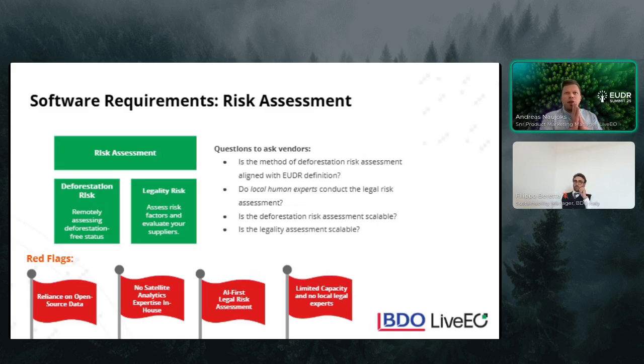So why is this relevant? Basically, we touched upon this earlier. There are different ways you could find out if a plot of land has been deforested or not, and there are different methods available on the market. Some of them are, for example, freely available open source data. You could also go to the plot of land and check how old the tree is and so forth.